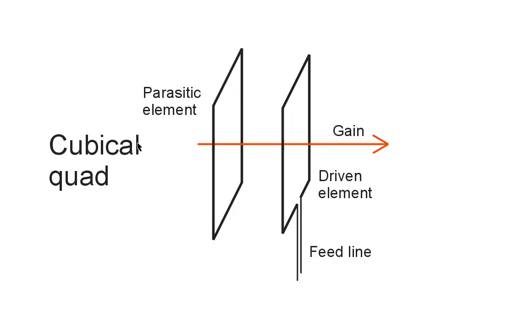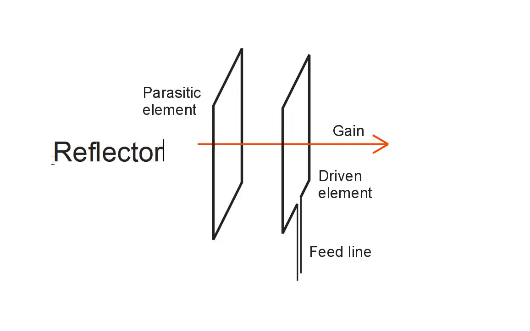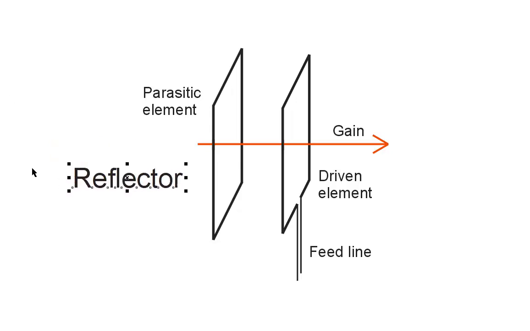A 7 megahertz cubical quad is a pretty good sized antenna because these are approximately full wavelength circumference loops here. But when we have this type of an arrangement where the gain goes from left to right, this particular parasitic element is known as a reflector. In effect, it behaves something like a reflecting screen to produce gain going towards the right.